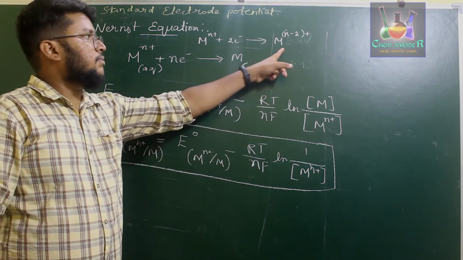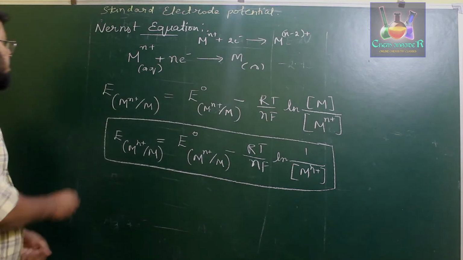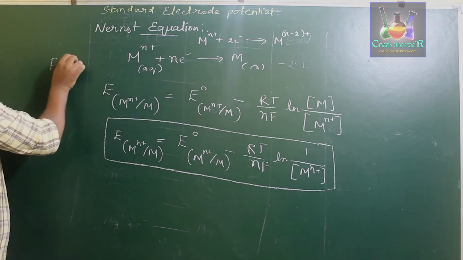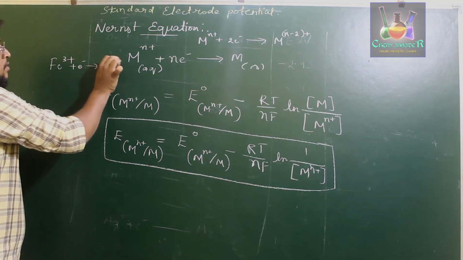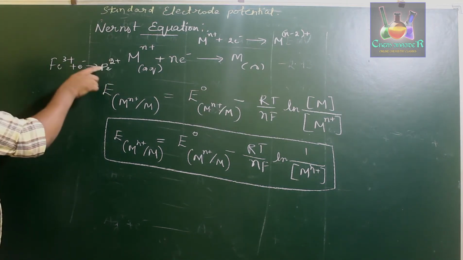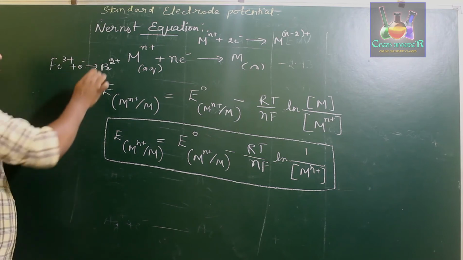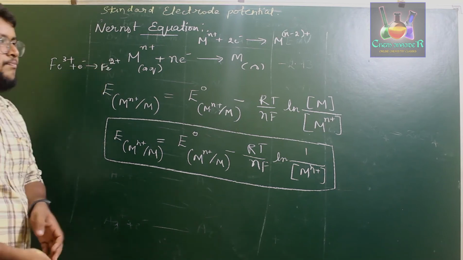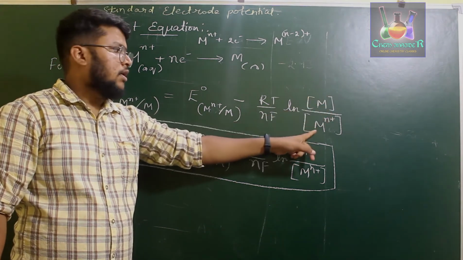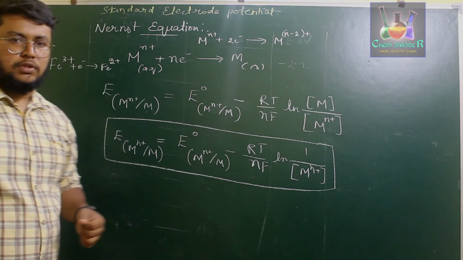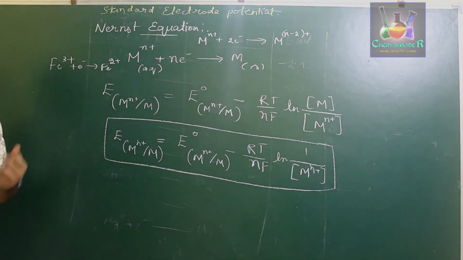If it is in aqueous medium like this, for example, if you consider Fe3 plus reacting with an electron to form Fe2 plus, here both Fe3 plus and Fe2 plus are in aqueous medium. Then you have to consider this equation where M will be nothing but the Fe2 plus concentration, and Mn plus will be the Fe3 plus concentration. So this is the equation.